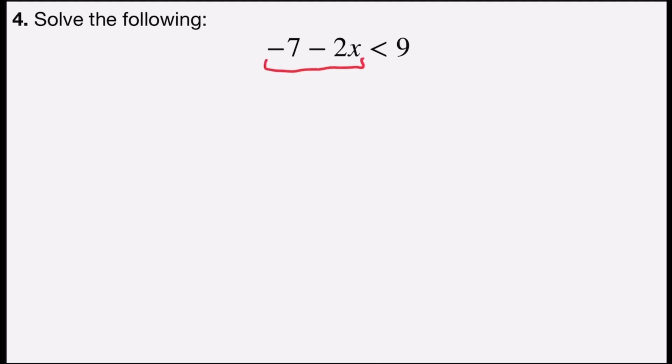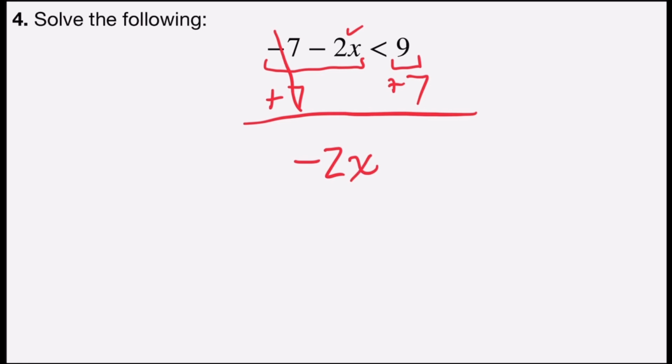The left side is in simplest form, and so is the right side. And so now I can work to get my variable term by itself. So I'm going to take the opposite of -7 on both sides, which is +7. And so -7 plus 7 is 0. 0 minus 2x is -2x. And that will be less than 9 plus 7 is 16.